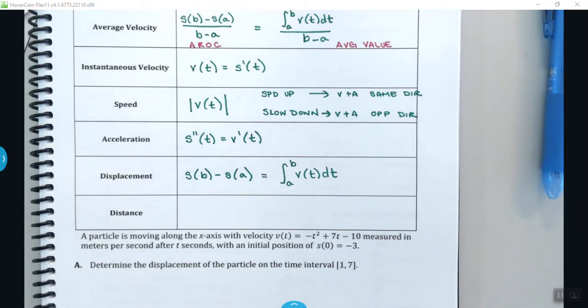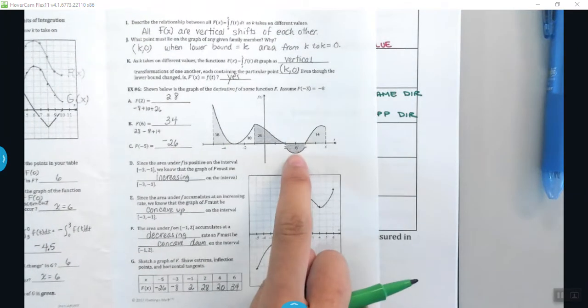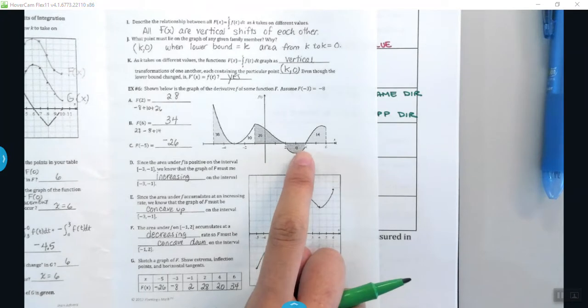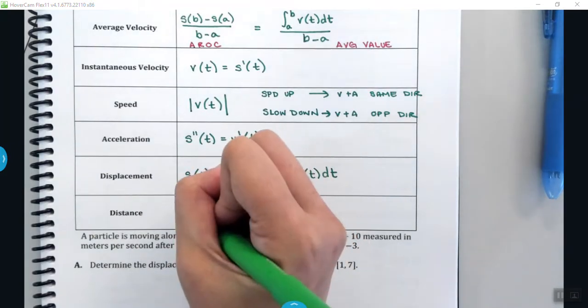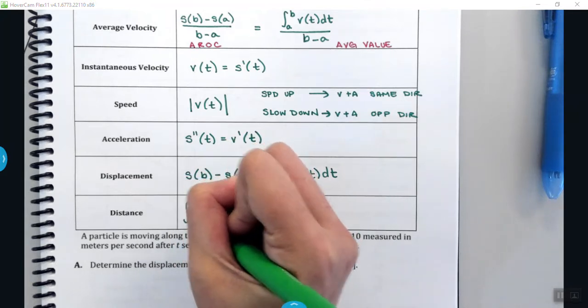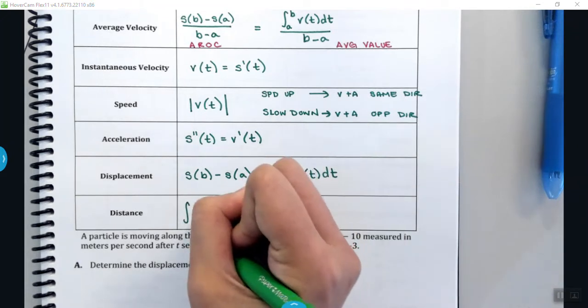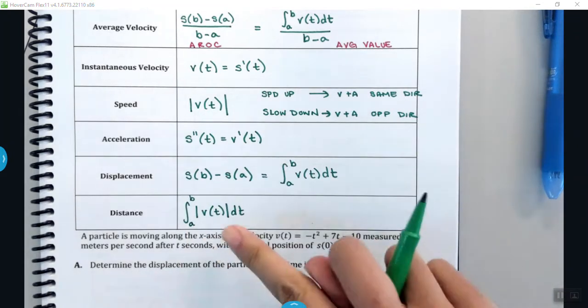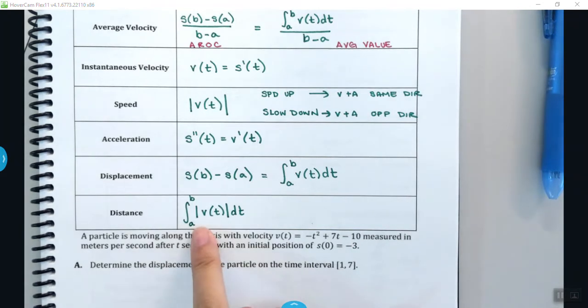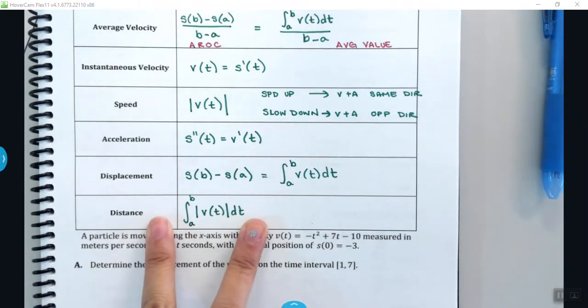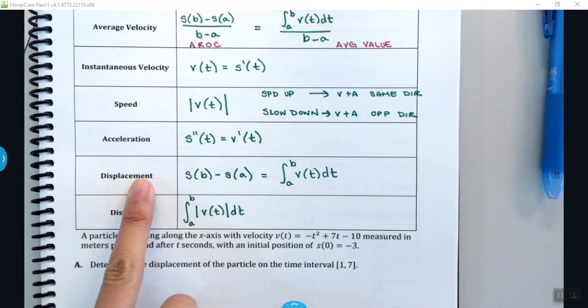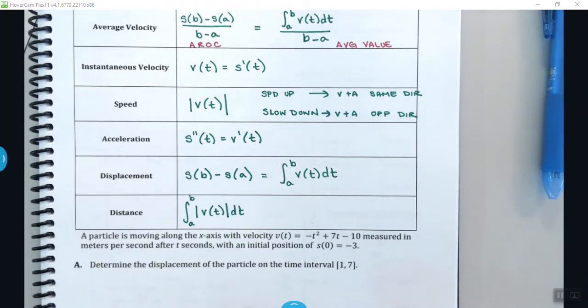And then distance, if I have any negative area, for distance, you add that in. So what you want to do for distance is integrate the absolute value of velocity from A to B. You want to make all of your graph positive before you integrate it. It doesn't make sense to do the absolute value outside of the integral, because if you do, all you're doing is finding displacement and then making it positive. That doesn't do anything. So for distance, make sure your absolute values go inside here.